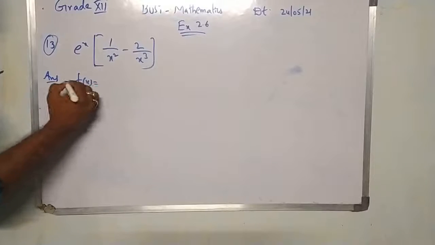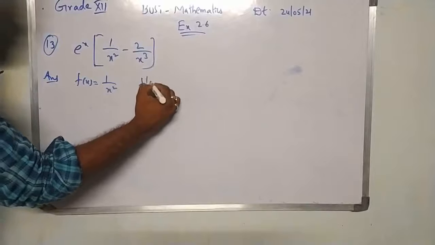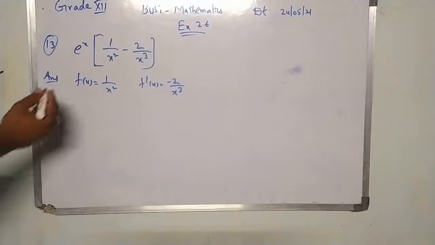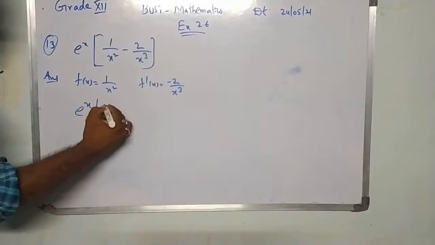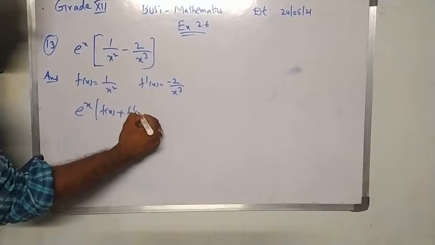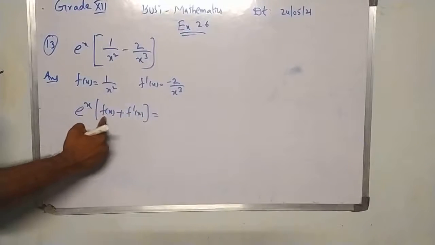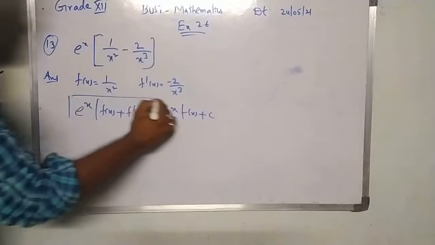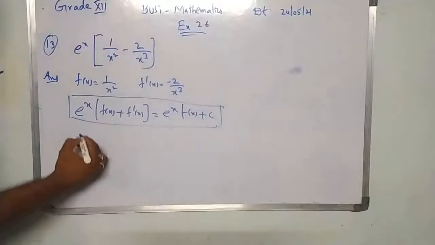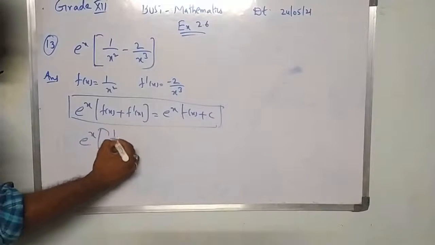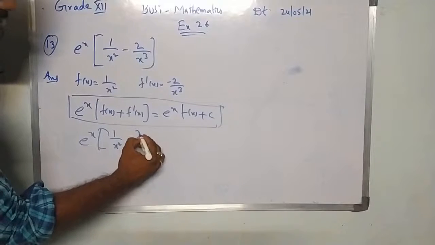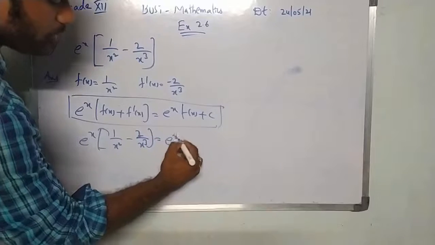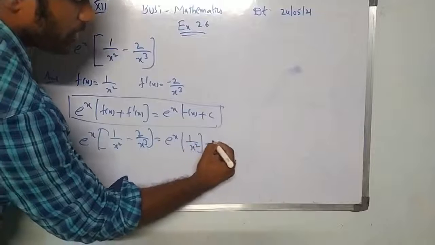So I am assuming that f of x is 1 by x square. If I perform the derivative for this, what are we going to get? Minus 2 by x cube. So it is looking like what formula for us? E power of x into f of x plus f dash of x can be written as e power of x into f of x plus c. So now the question, e power of x into 1 by x square minus 2 by x cube, can be written as e power of x into 1 by x square plus c.